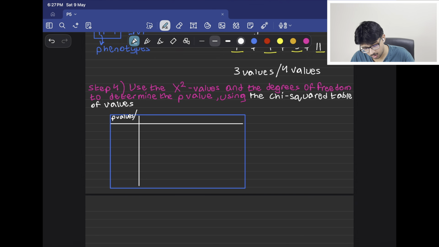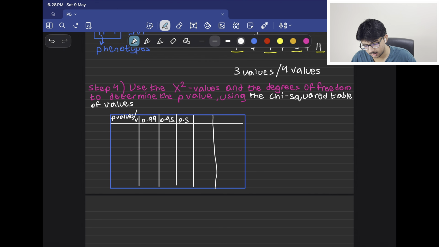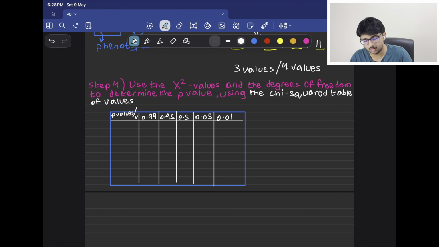And then in terms of the columns, as in what's going to be written here, it's going to be the degrees of freedom. So I'm just going to write V in this case. So the P values are going to be 0.99. I'm just copying off a random table. Let's say this is going to be 0.95. Then let's say this is going to be 0.5. Then the next one's going to be 0.25, or let's say 0.05, then 0.01.